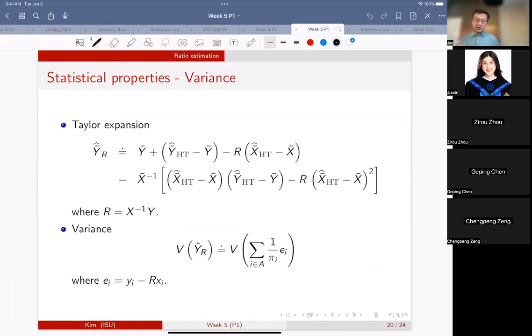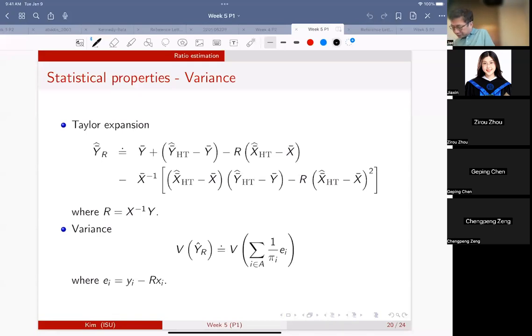Usually, to compute the variance, it is enough to have a first order Taylor expansion. But here I intentionally did a second order Taylor expansion, just to show you how to do it.